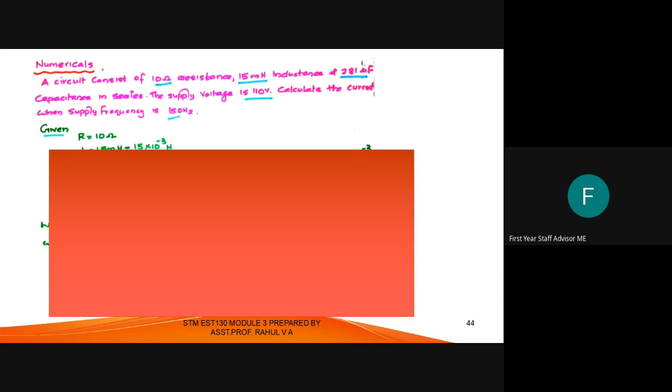So what you have to do is find out the equation. As I said, the last problem, the equation is same. V is equal to I into Z. Z we have to calculate. Z is the impedance value. So formula for Z is square root of R square plus (XL minus XC) square.